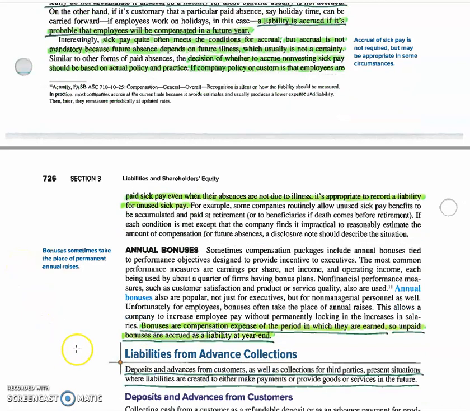Annual bonuses. Bonuses are compensation expense in the period in which they are earned. So unpaid bonuses are accrued as a liability at year end. Always true if it's been earned.